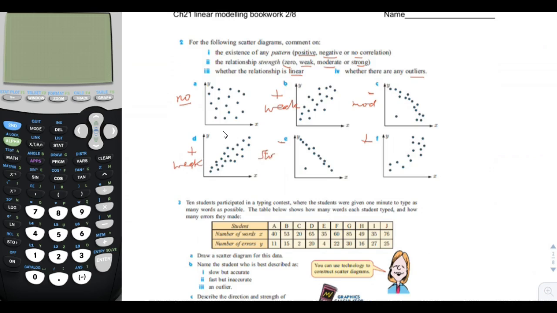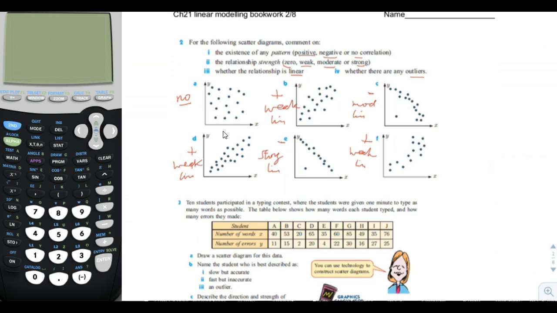Strong. And the next one maybe is moderate or weak. Last thing, whether the relationship is linear. Okay, so in the first one there's no correlation, so it's not linear. And in the others, I think we can put linear for probably all of these. Linear, linear, linear, linear, except for the first one.